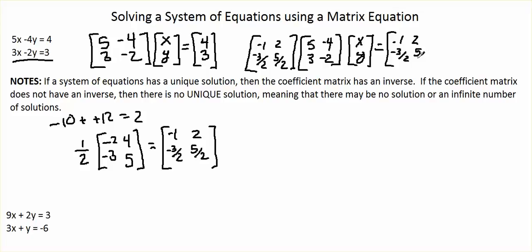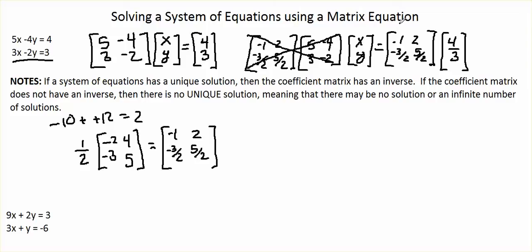Okay, and remember, our inverse matrix always goes to the left of our coefficient matrix when we're going to multiply. So when we multiply these, we get the identity matrix, which pretty much tells us that these two matrices cancel out. And all we're left with is one matrix multiplication to complete our job.